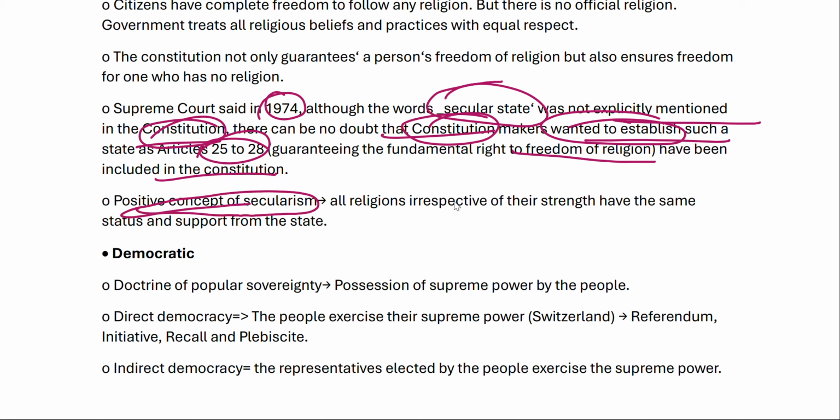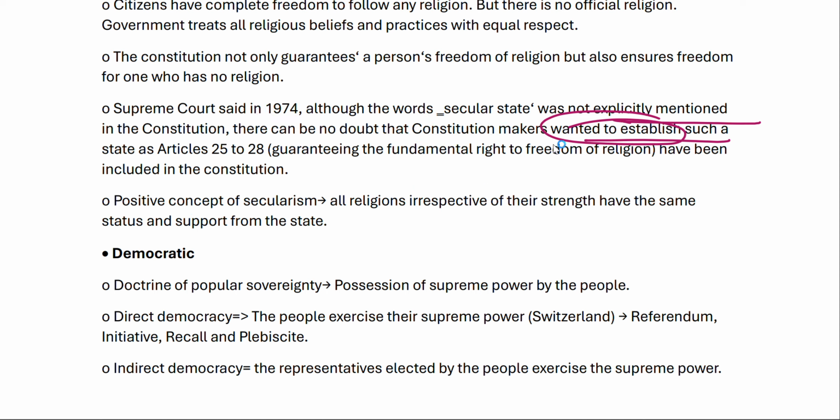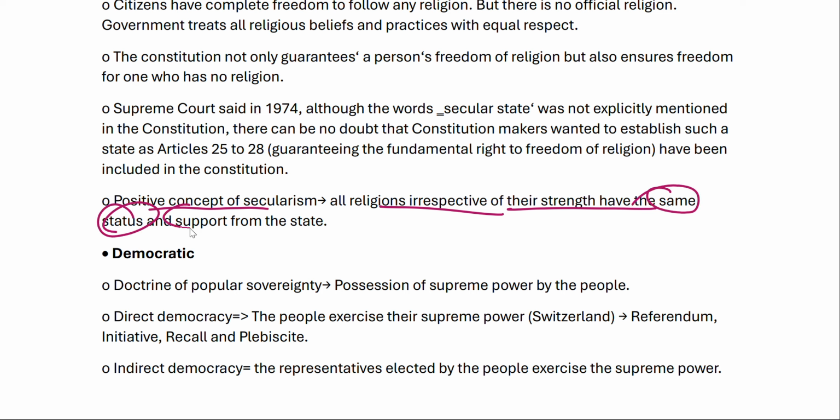Positive concept of secularism is where all the religions are given the same status and support from the state, right? This is the positive concept of secularism. Negative concept of secularism is where there is no support. But the positive concept is where all the religions, irrespective of their strength, are given the same status and support.